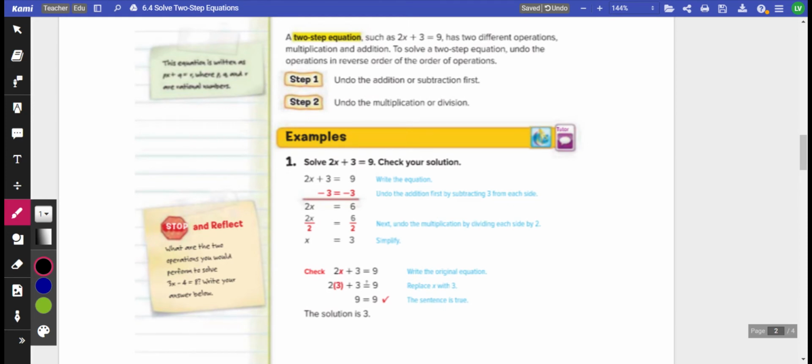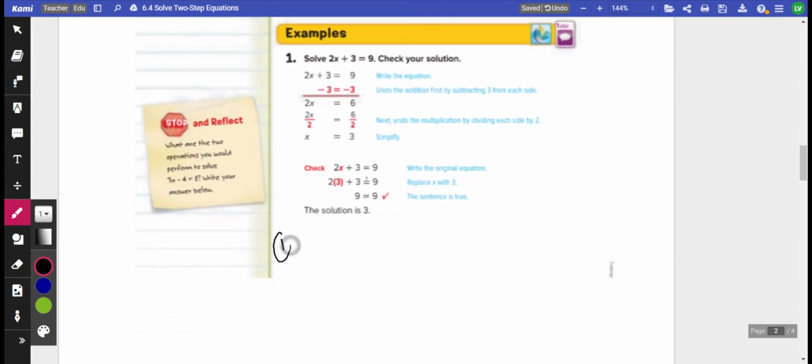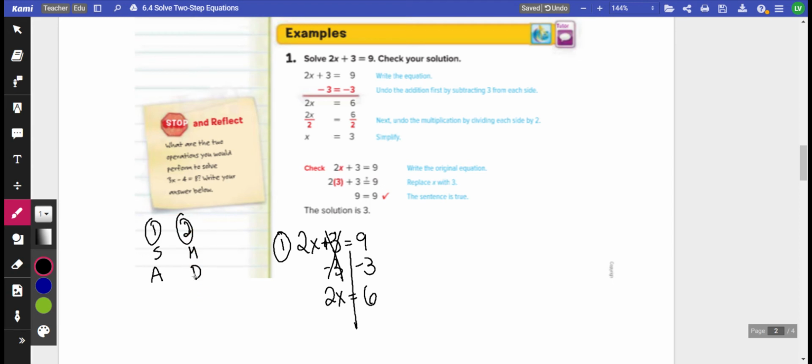So we have some examples. We're going to take number 1, which is 2x plus 3 equals 9. I'm going to extend my equal sign and start by either subtracting or adding. Well, in this case, I'm adding 3, so the opposite is to subtract 3. This leaves me with 2x equals 9 minus 3, which is 6. My second step is to multiply or divide. Because I'm multiplying 2 and x, I'm going to divide both sides by 2. So x equals 3.